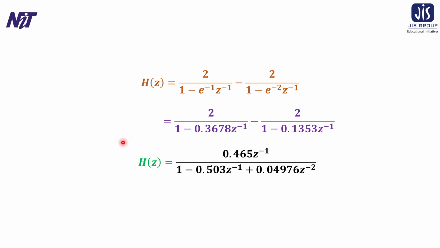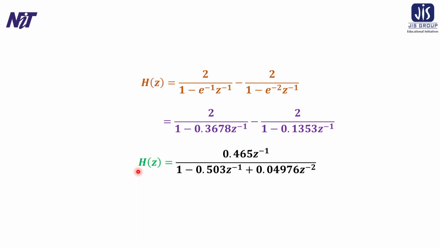That is 2 divided by 1 minus 0.3678 into z to the power minus 1, minus 2 divided by 1 minus 0.1353 into z to the power minus 1. And if I solve this equation, H(z) becomes 0.465 z to the power minus 1 whole divided by 1 minus 0.503 z to the power minus 1 plus 0.04976 into z to the power minus 2.